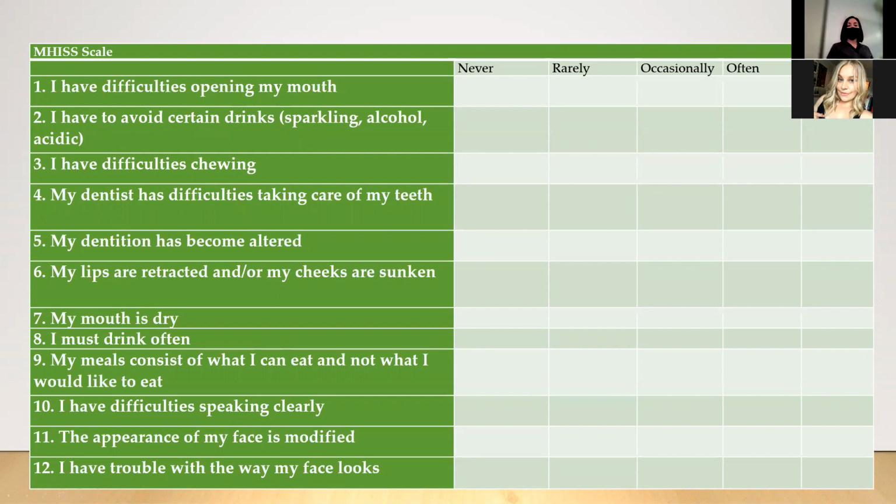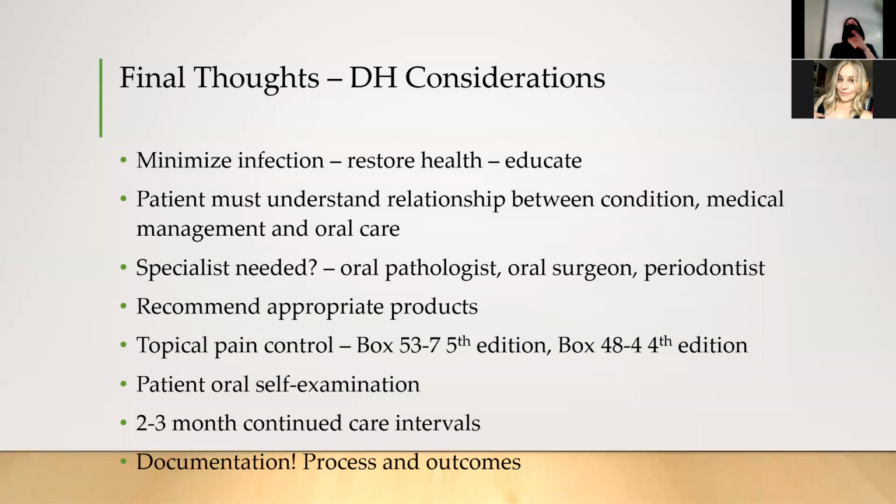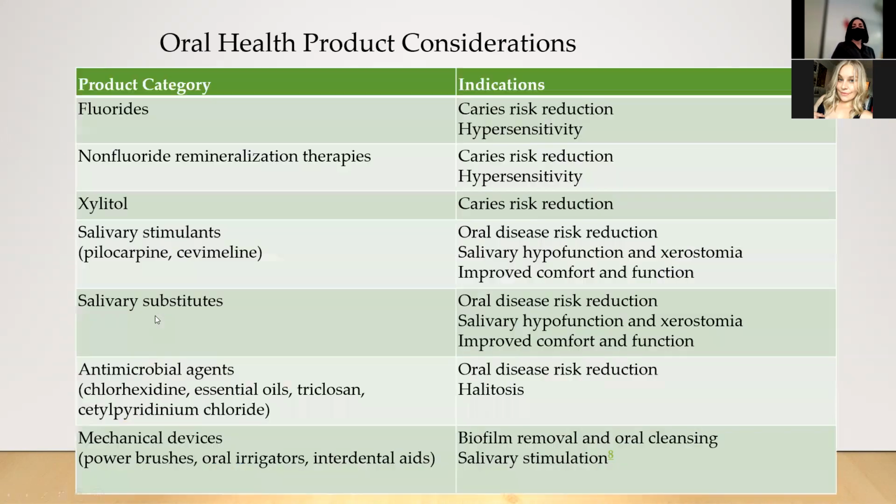And then final thoughts: minimizing infection, restoring health. With our education, we always want them to keep their mouth healthy, especially since they're more prone. Some of this stuff is just bullet points that you guys will already know. And then this is an overview of all the products that we use, because so many of our patients are going to have higher risk for caries. So saliva substitutes, fluorides. It's repetitive because a lot of them will show those same needs.